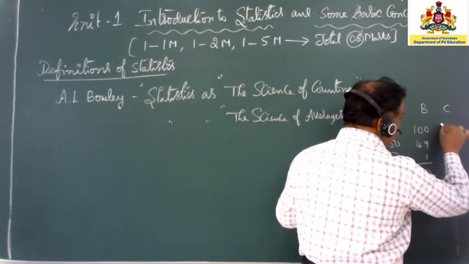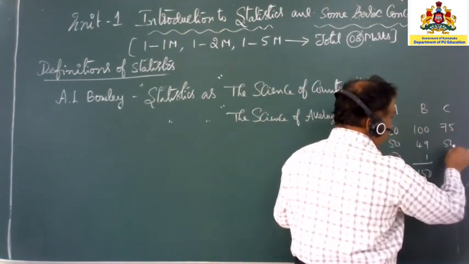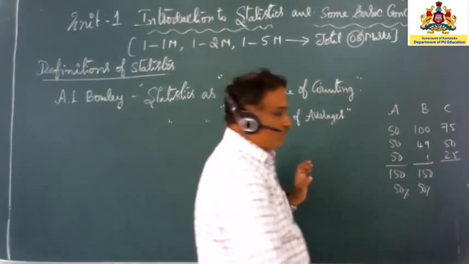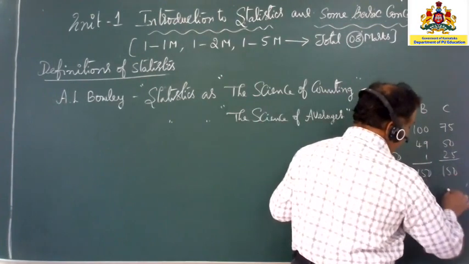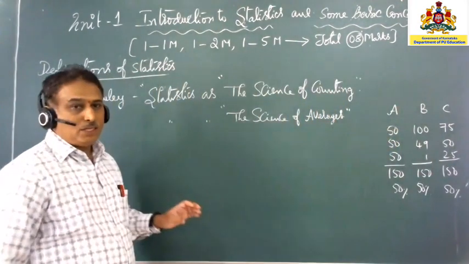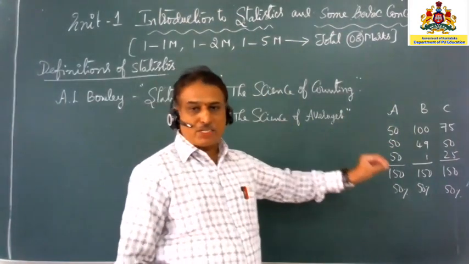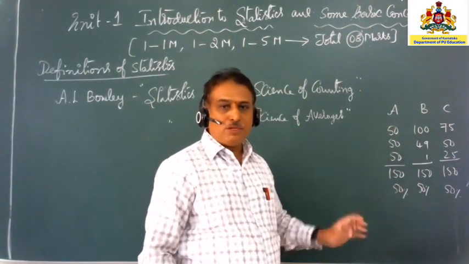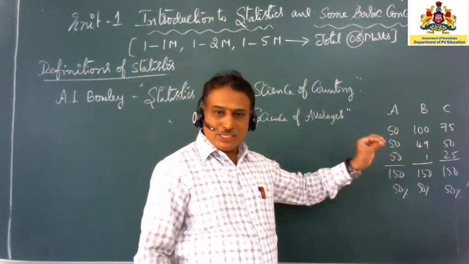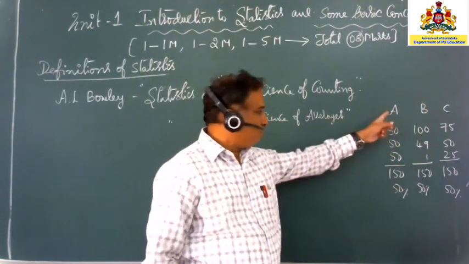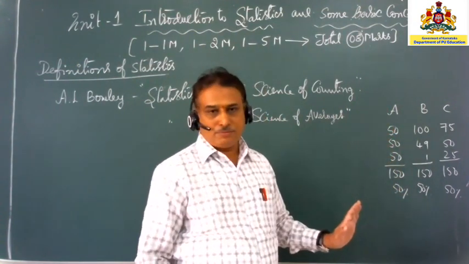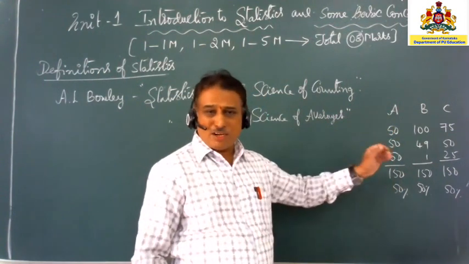The third student scored 75 in the first subject, 50 in the second subject, 25 in the third subject. His total is also 150. The average is 50%. Suppose I want to give one merit scholarship among these students. Whom should I give? Generally, people will choose student A, because he passed in all the subjects.